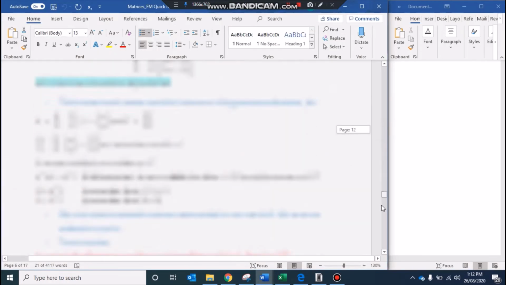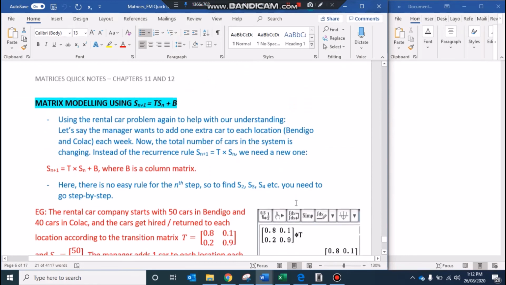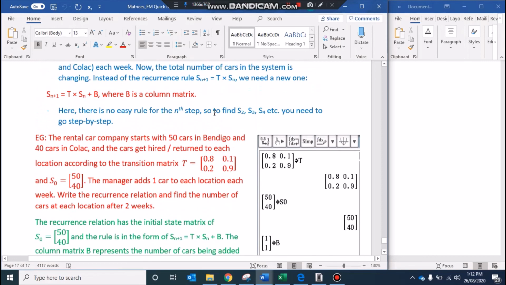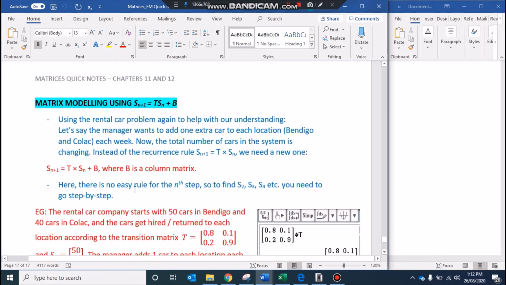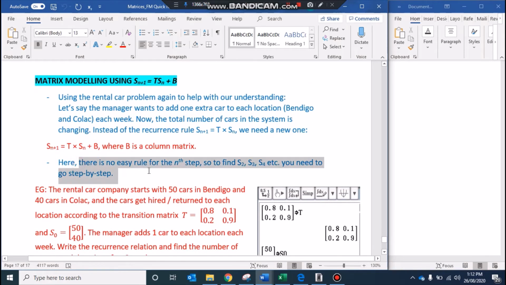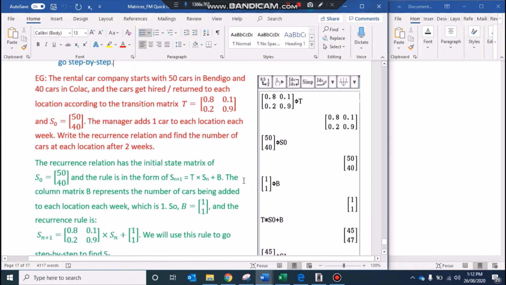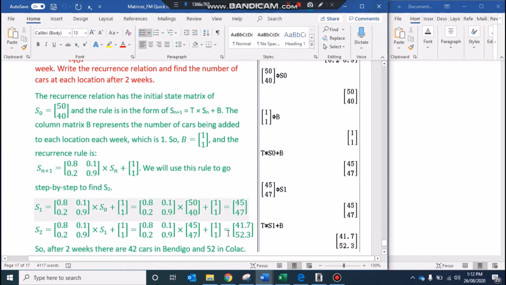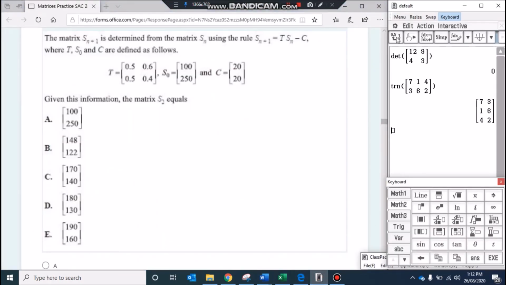Let's see where this comes up in our notes. We've got our matrix modeling when using Sn plus 1 is equal to Tsn plus B. So it's in that sort of form. Now, if we scan through our notes, we'll see that there is no easy rule to find the nth step. So if you're trying to find S2, 3, or 4, you actually need to go step by step. So you need to use the rule to find S1, and then use the rule again to find S2. So we're going to have to do that in our calculator.